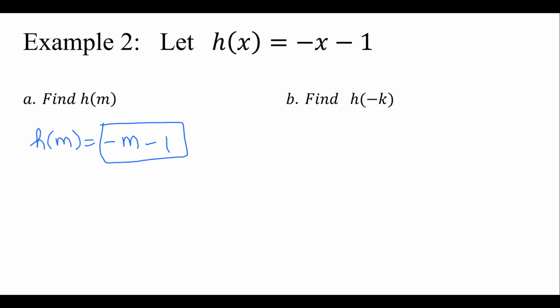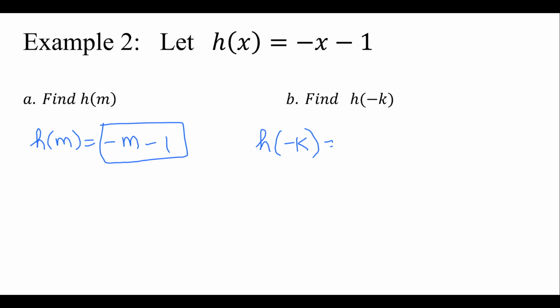For part B, we are asked to find h of negative k instead. Again, what that means is that anywhere there used to be an x before, now I'm plugging in negative k. So literally everywhere you see an x, you just replace that with negative k. So let's go ahead and do that.